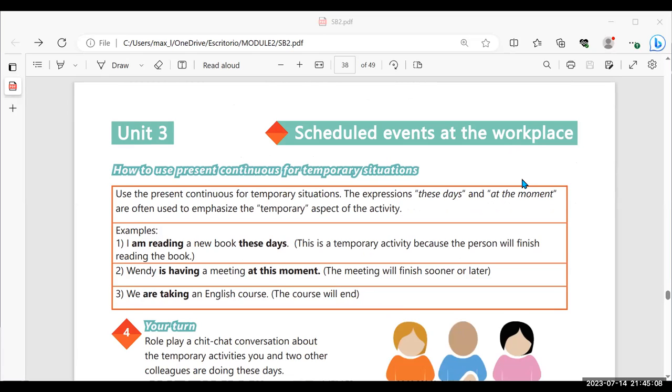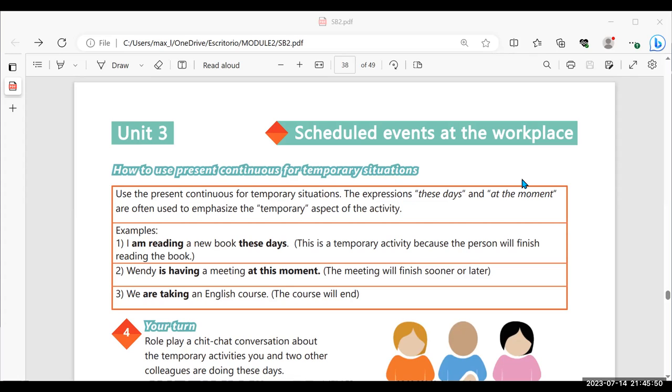How to use present continuous for a temporary situation. Use the present continuous for a temporary situation. The expressions these days and at the moment are often used to emphasize the temporary aspect of the activity. Usamos el presente continuo para situaciones temporales. Las expresiones estos días y en este momento son usadas para enfatizar los aspectos temporales de la actividad.